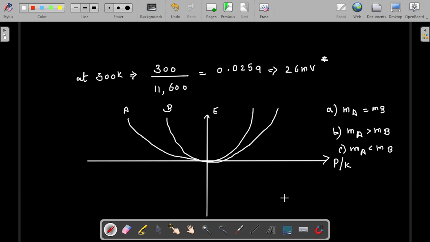Here we have to compare the curvature. Here B has more curvature. The mass is inversely proportional to the curvature, as we already discussed.